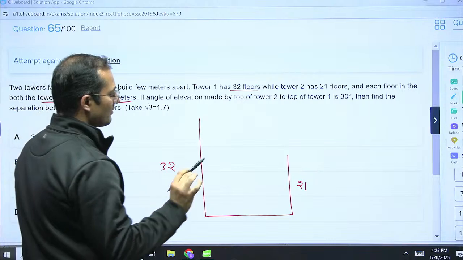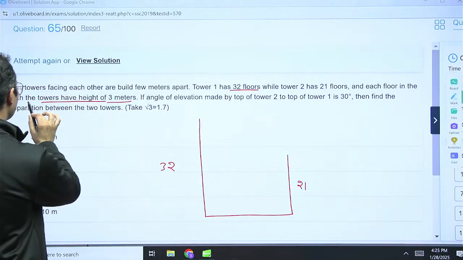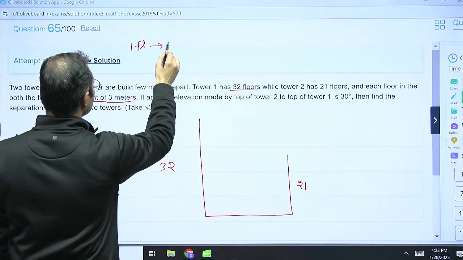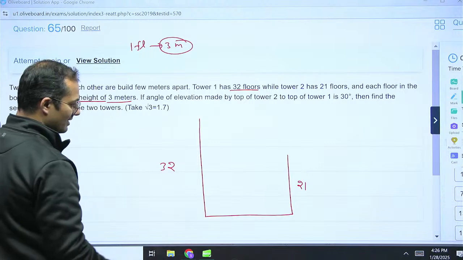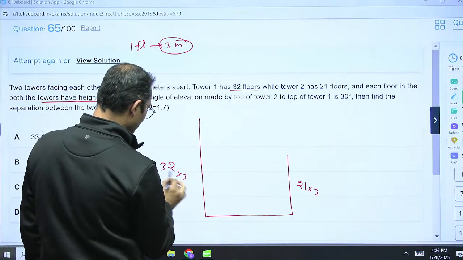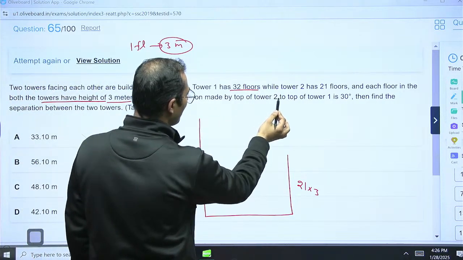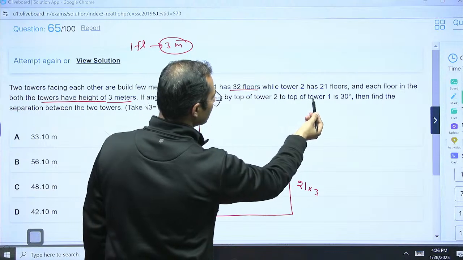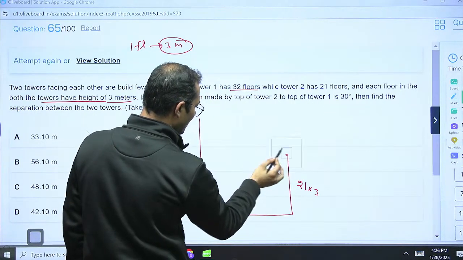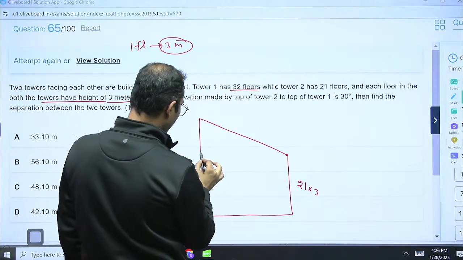See, it is clear each floor in both the towers have height of 3. So one floor height is 3 meter. So simply we can say that here the total height is what? 21 into 3. Here is 32 into 3. Simple. If angle of elevation made by the top of the second to the top of one is, so simply we can say that the angle from this top to this top is what? 30 degree, right? So this is the case.